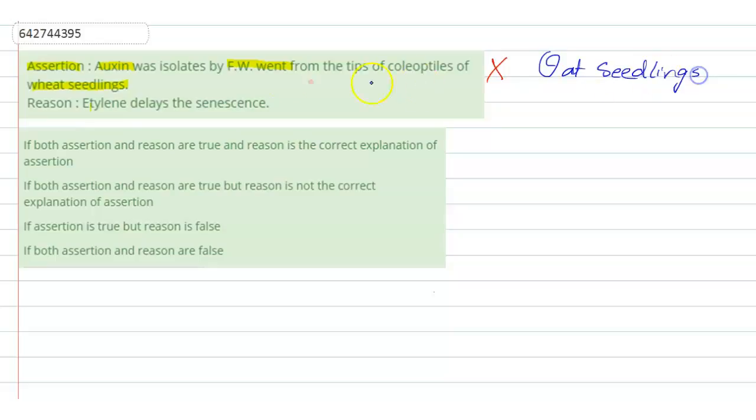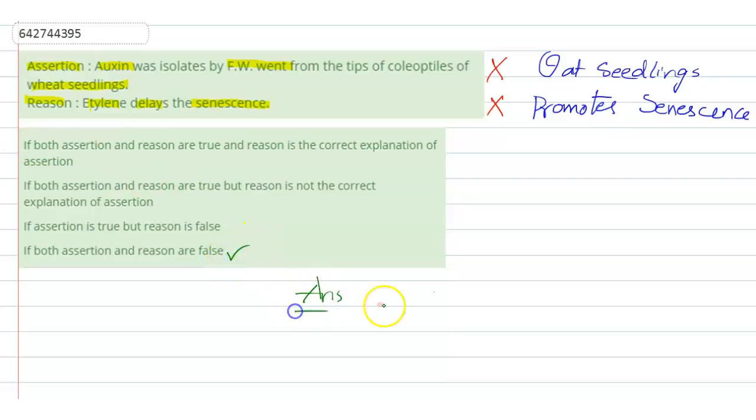Now let us see the statement related to reason. The statement here is ethylene delays senescence. This statement here is wrong because, as we know, ethylene promotes abscission and senescence of leaves and flowers. So both assertion and reason are false. So the answer here would be option number 4.